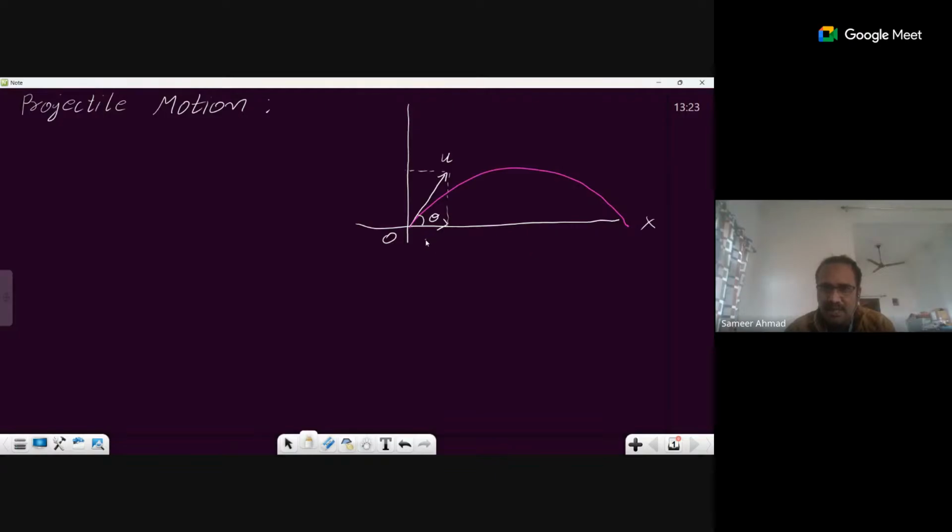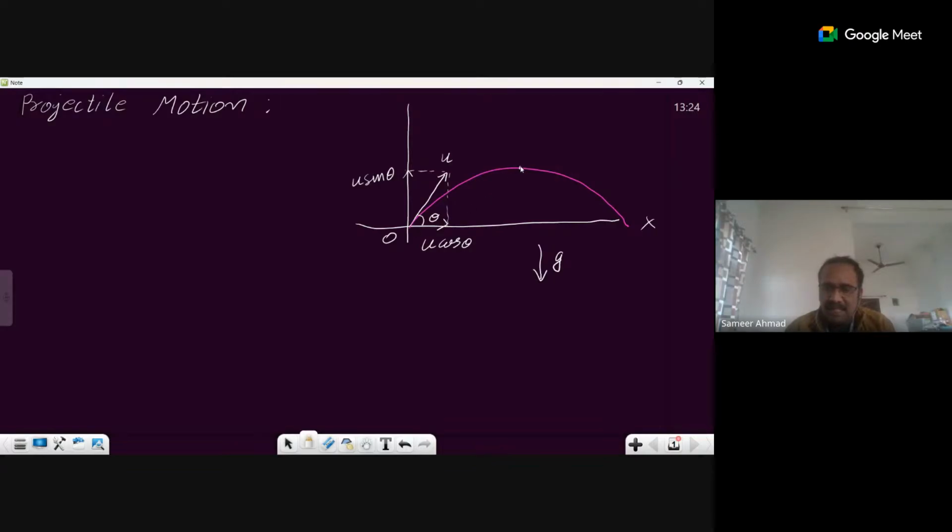x-axis. So the x component is u cos theta and the y component is u sine theta. Since gravity is acting vertically downward, the acceleration is constant and always acts vertically downward. So it's perpendicular to u cos theta. There is no component of acceleration along the x-axis. Therefore, the horizontal component of velocity remains constant throughout the motion. However, the vertical component keeps on changing under the effect of gravity.